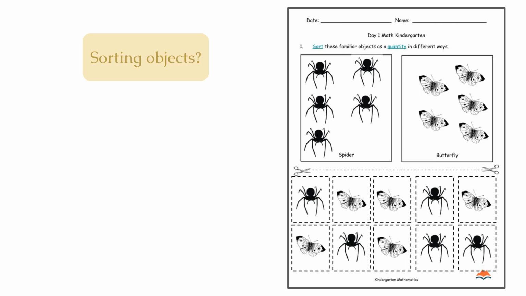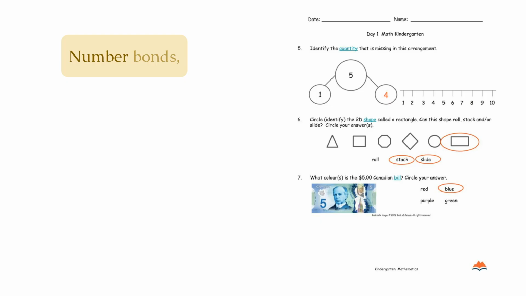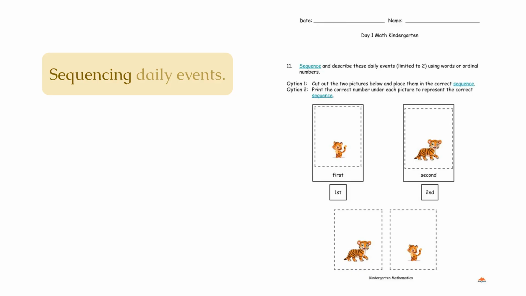Sorting objects, forward and back counting, visual quantification, and comparing objects, number bonds, two-dimensional shape properties, and financial mathematics, measuring attributes, measuring length, and repeating patterns. Sequencing daily events. This concludes day 1 math all student learning outcomes practiced.